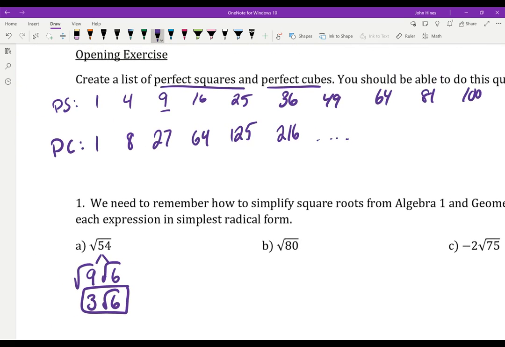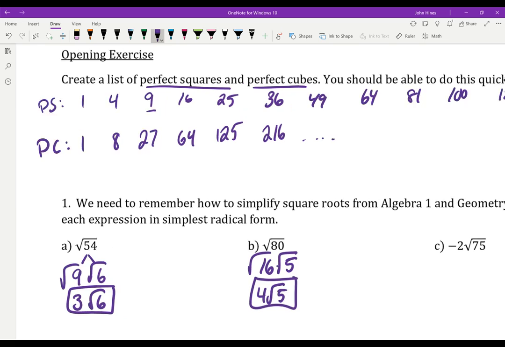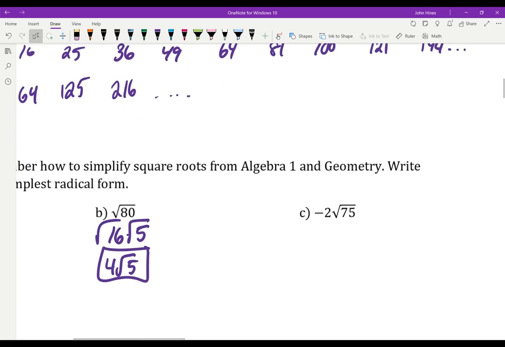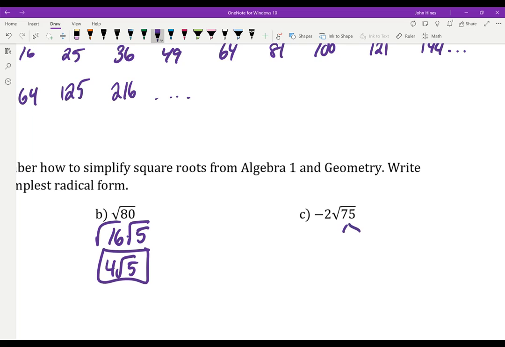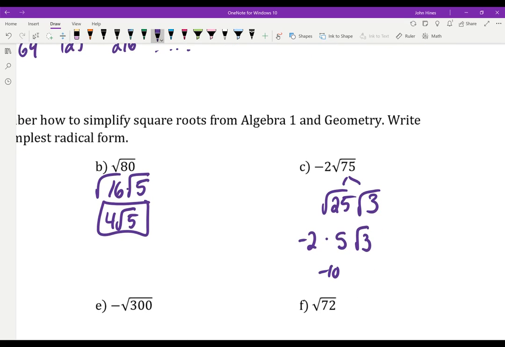All right, what perfect square divides into 80? I'm working my way down the list here. No. 16. I think it's 16 times 5. So I get 4 radical 5 because the square root of 16 is 4. 75? Well, when I think of 75, I think of 25 and 3, right? The square root of 25 is 5, so that gives me 5 radical 3, but there's still that negative 2 hanging out front, so I get negative 10 radical 3.